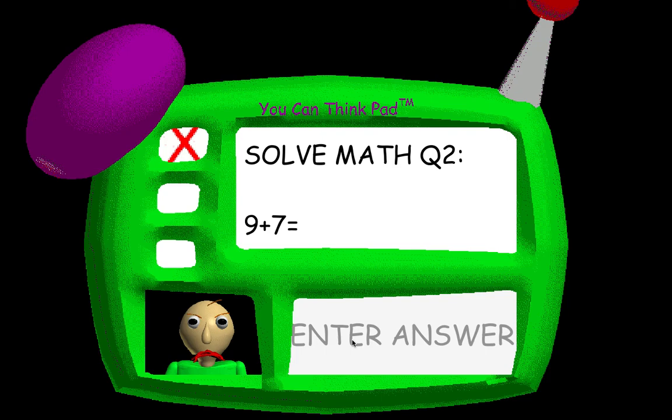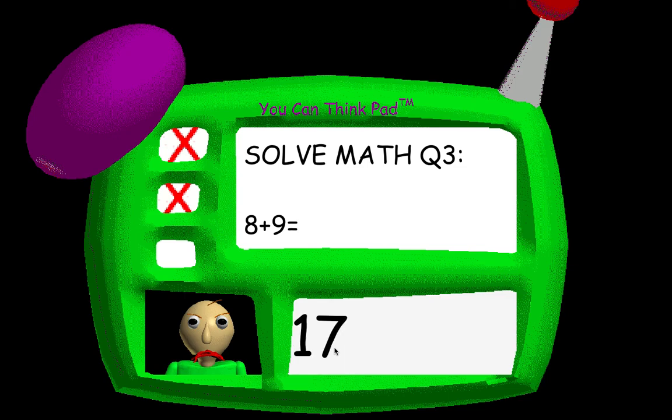We take 1, 2, 3, 4, 5, 6, 7. Holy shit, I'm starting to get scared. What the hell? I'm actually kind of scared. 8 plus 9 is 17.